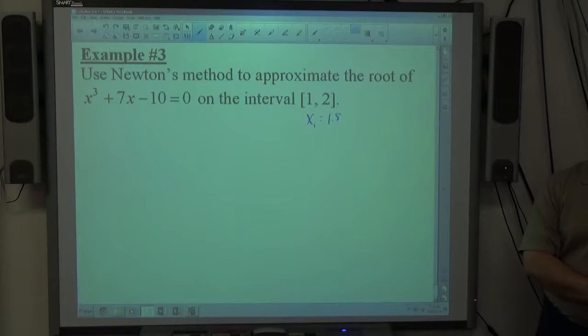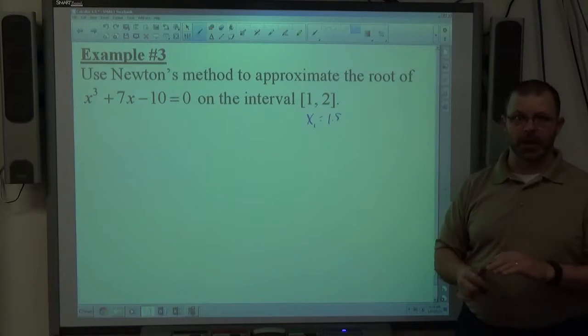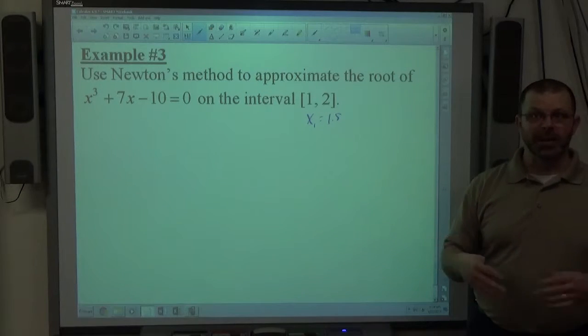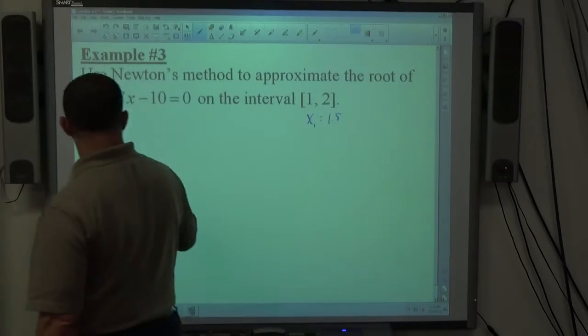If they give me an interval, I'm going to pick something dead center of the interval for my guess. As long as that doesn't divide by 0, I'm in good shape. Again, if f prime of x equals 0, you have to guess something different. But I'm going to guess 1.5 as my first guess.